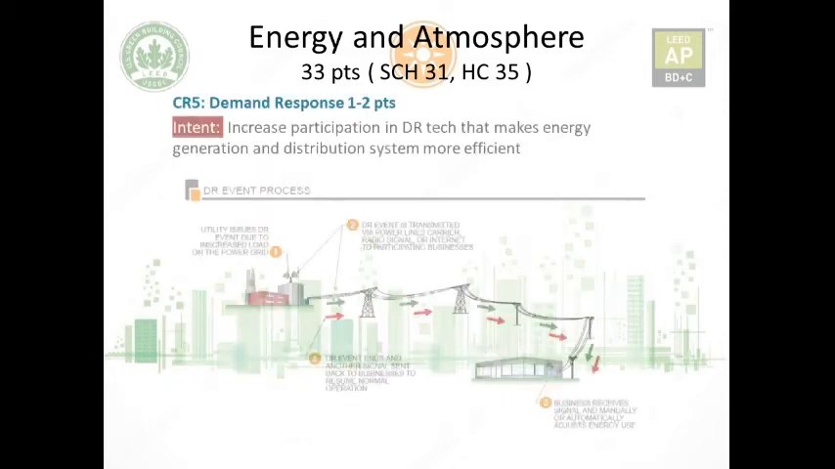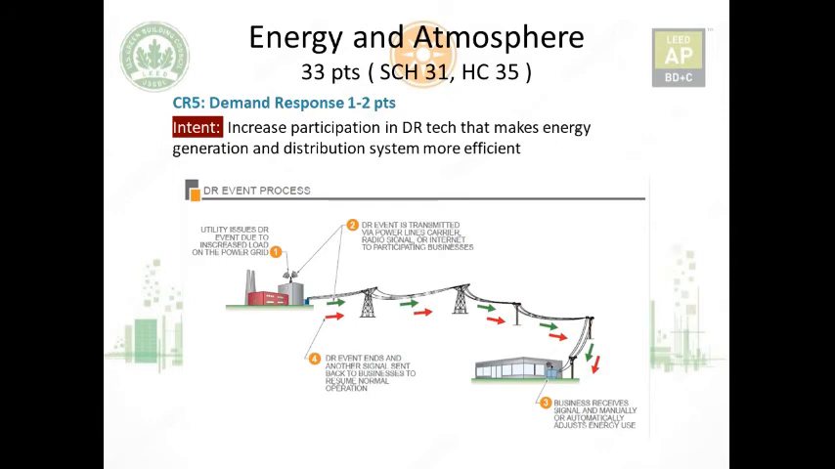Credit number 5, demand response, 1 to 2 points in all adaptations. If you recall, first the demand response terminology came in the credit green vehicles, where you had to put the EV charging stations, and these charging stations should be capable to take part in a demand response program, and we said that we will discuss it in the energy and atmosphere credit category. So here we are. The intent is to increase participation in DR tech that makes energy generation and distribution systems more efficient. How does it do that?